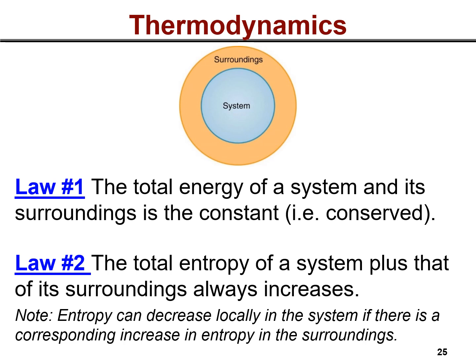Now, when it comes to thermodynamics, you need to be familiar with the laws of thermodynamics. The total energy of a system and its surroundings is constant. The total entropy of a system plus that of its surroundings always increases. So entropy can decrease locally in the system if there is a corresponding increase in entropy in the surroundings.